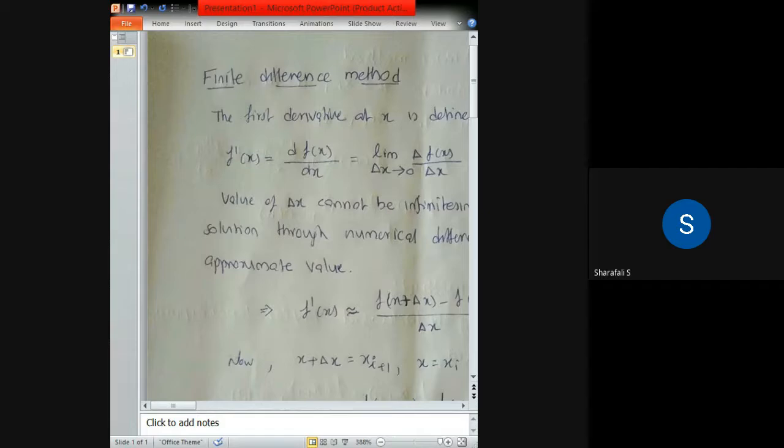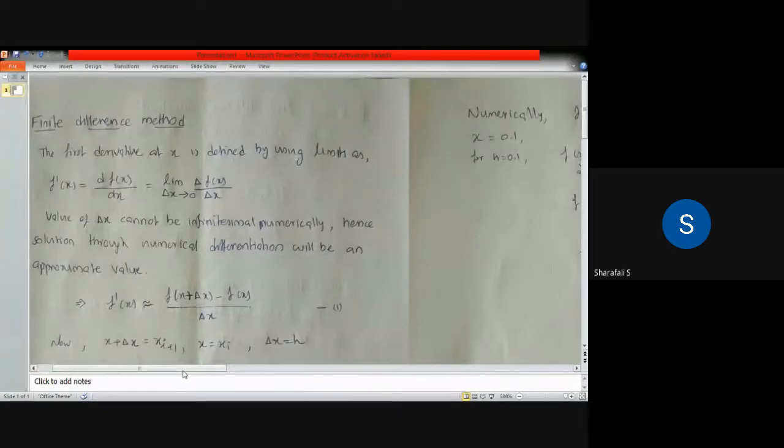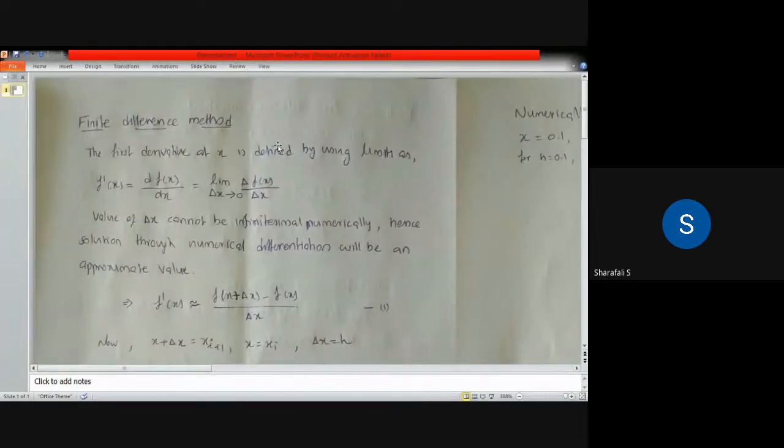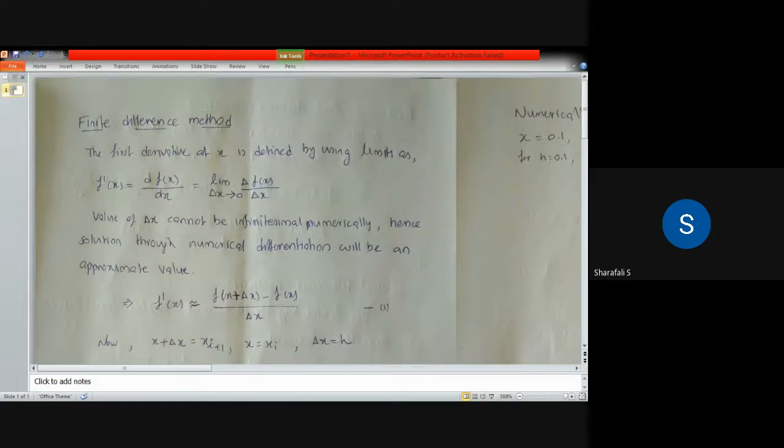In this class, we will discuss the finite difference method for numerical differentiation. Unlike in the previous example for numerical differentiation, here we will have a function, and that function has to be differentiated numerically. So here we don't have to do any interpolation technique. We can directly differentiate the given function numerically.